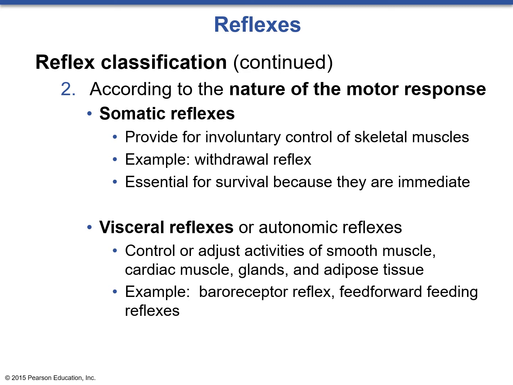Visceral reflexes are otherwise known as autonomic reflexes. Here, we control or adjust the activities of smooth muscle, cardiac muscle, glands, and adipose tissue. So we're dealing with the organs. An example could be the baroreceptor reflex. This is actually controlling blood pressure. So if pressure ever gets too high, we can relax or dilate our blood vessels to lower the blood pressure.